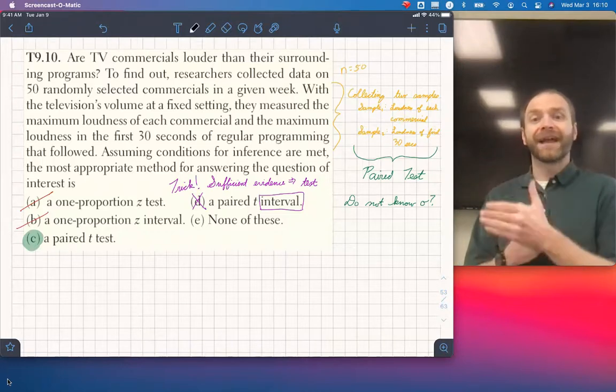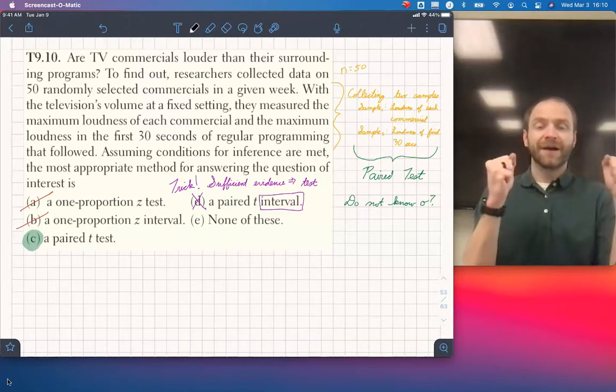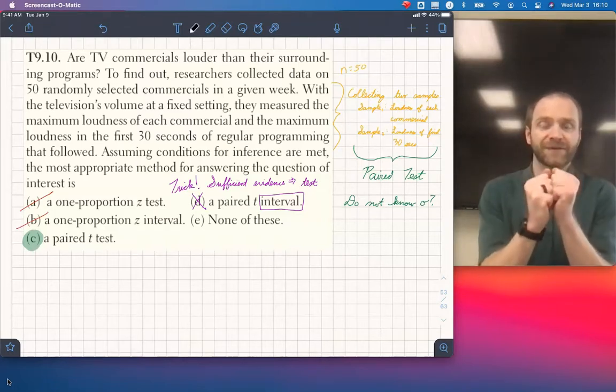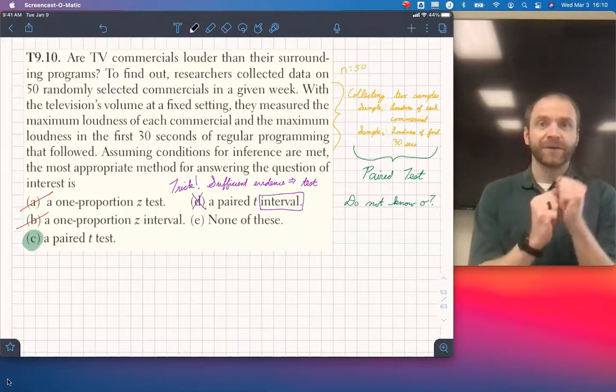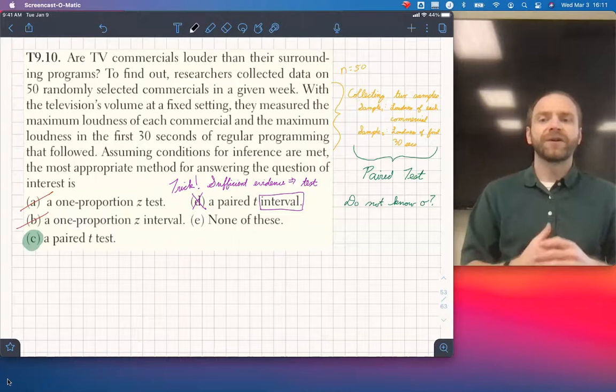In this case, I'm dealing with a paired t-test because I have that one sample and I'm measuring 2 different things, and I want to compare the loudness with each other. Is one louder than the other? So kind of like a before and after, a new and old. And so this one is going to be a paired t-test.